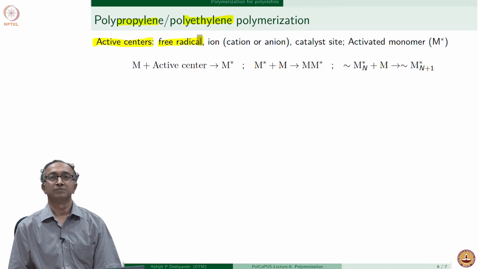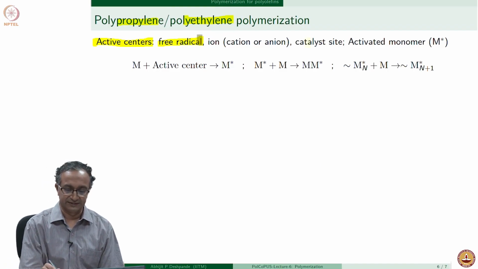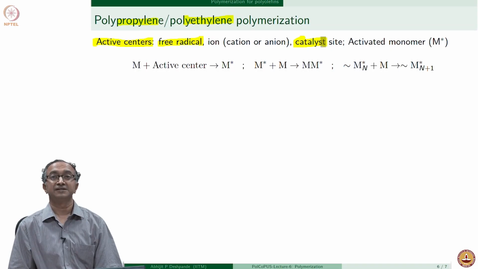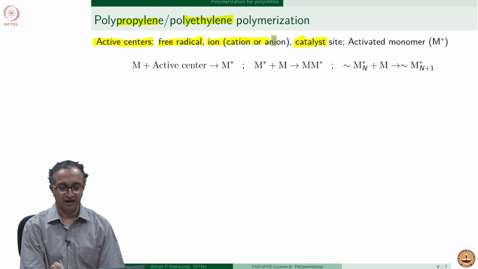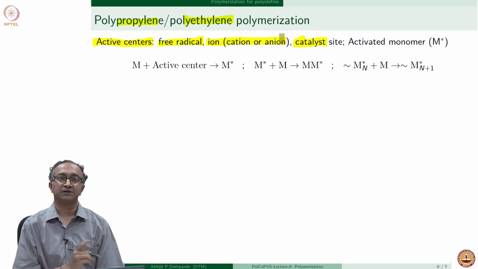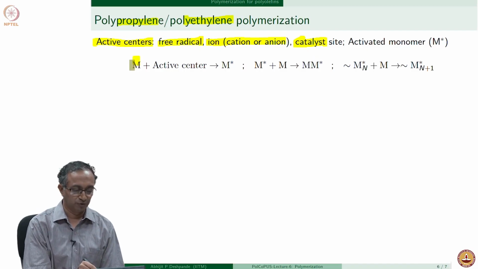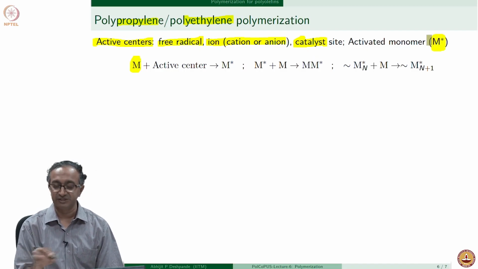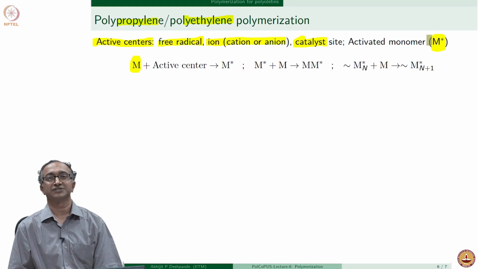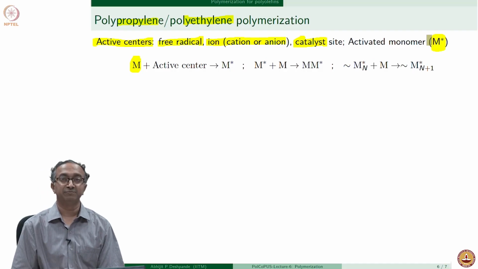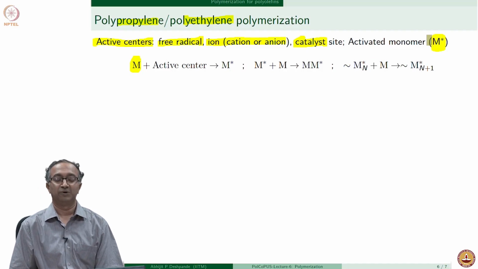These days, a lot of polymerizations are done using catalysts. So the active center in this case is a catalyst site. Or we can also have ionic polymerization, and both negative ions or positive ions, anionic polymerization or cationic polymerization, are possible. In each of these cases, if M is the monomer, then M star is the species which is required for polymerization to happen.